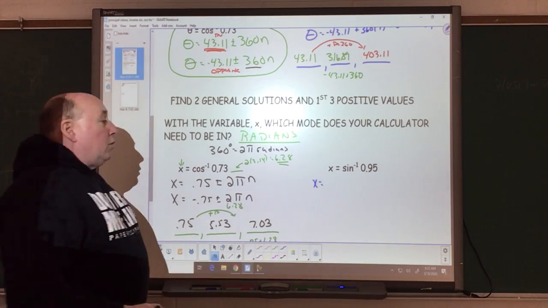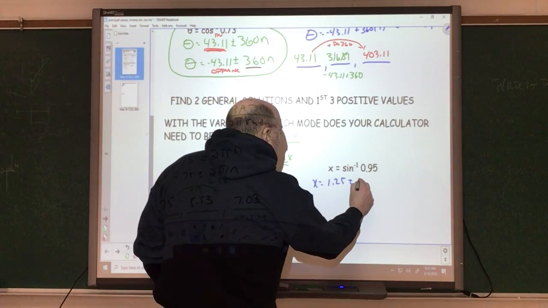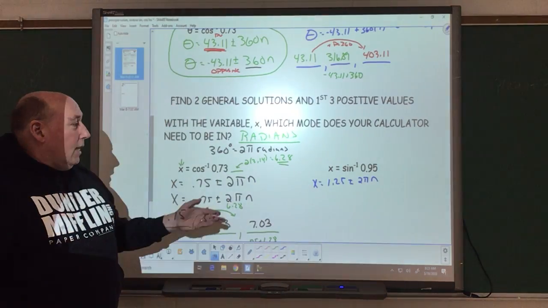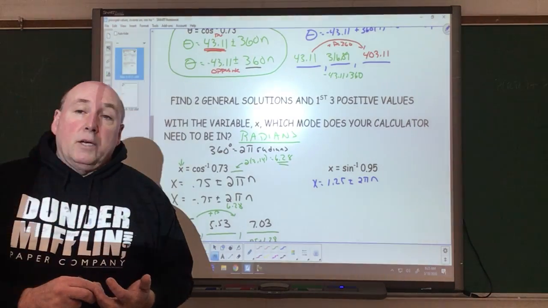And you get 1.25 plus or minus 2 pi n. Once again, that's not going to change, except we're dealing with radians now, so 2 pi n, not 360, because we're in a radian mode.